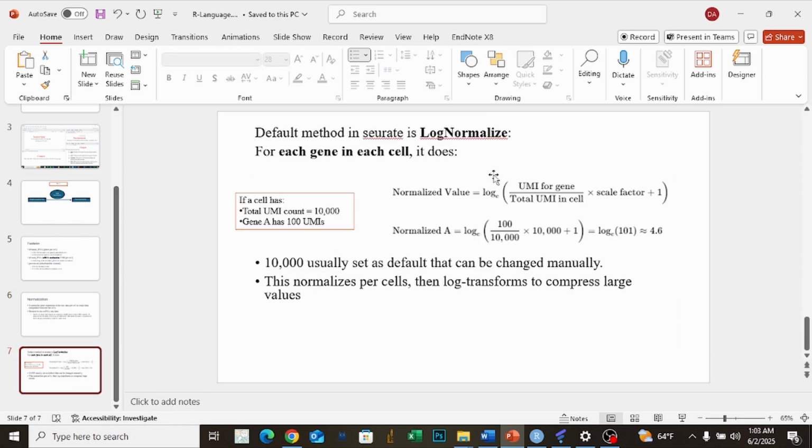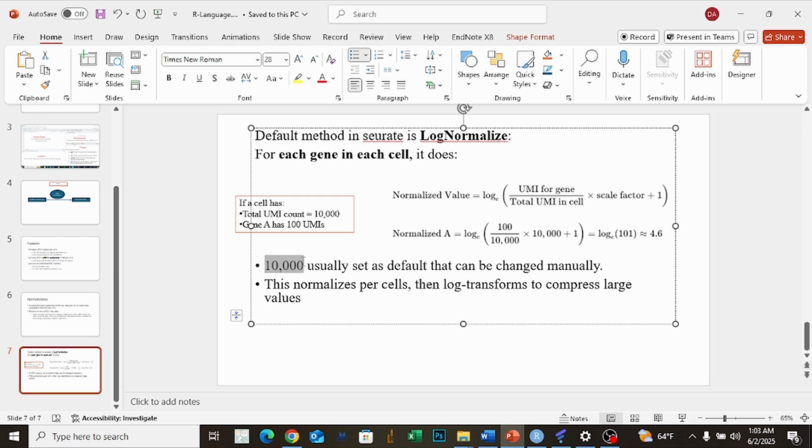How does it work? The background of normalization works by a formula. If a cell has a total UMI count of 10,000 and gene A has 100 UMIs, then, normally 10,000 is set as the default, but we can change it manually. The counts are normalized per cell, then log-transformed to compress large values.